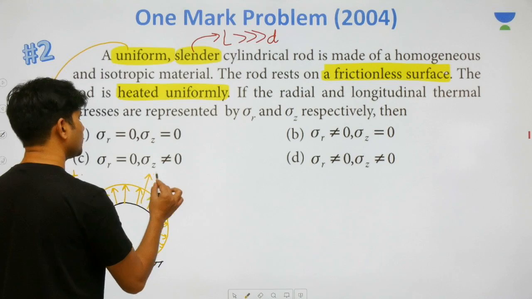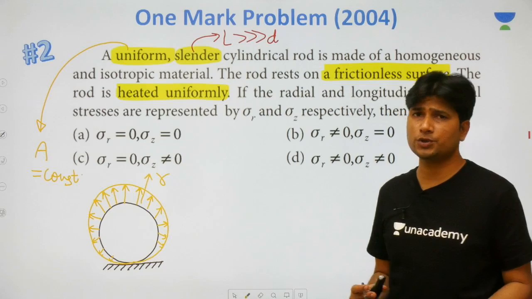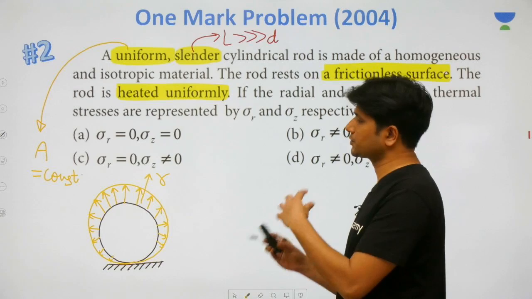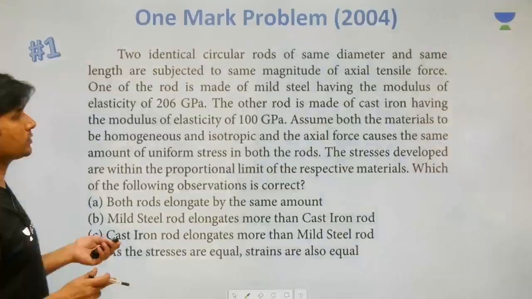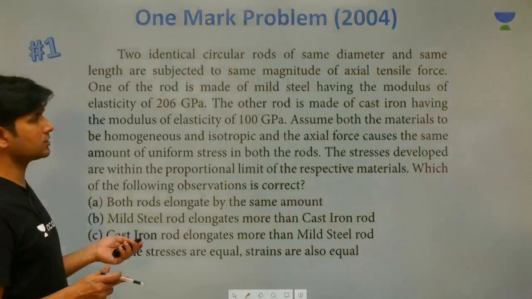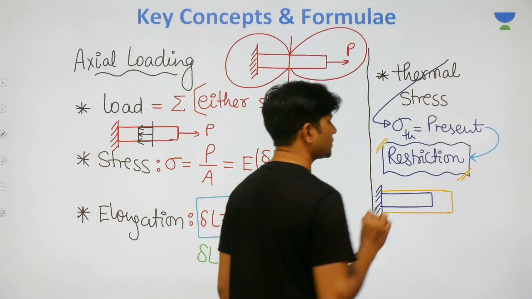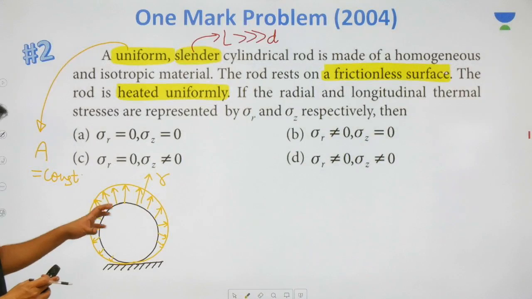And if it is free to expand in radial and axial directions, naturally it is not going to impose any resistance. Why? Because it wants to expand, and you are allowing it to expand. As long as you are allowing it to expand, naturally it is going to pose no resistance, no stress or internal force of resistance will be developed. Because I told you that thermal stress will be present, if we go back to the summary of concepts, only when some restriction is there. So here, in this particular rod, there is no restriction. It can expand in all possible directions.